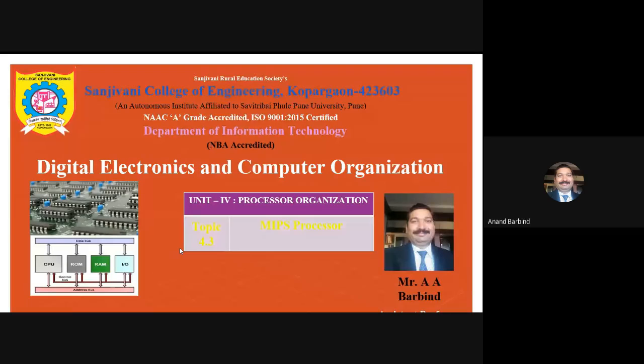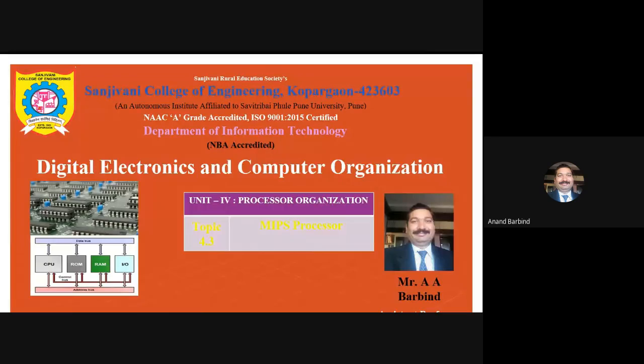The MIPS processor is being used in recent processors, particularly the embedded systems market has been captured a lot by this particular MIPS processor, and it is finding places in the general computers also. So that is why the MIPS processor study is inevitable as a part of the computer organization subject.